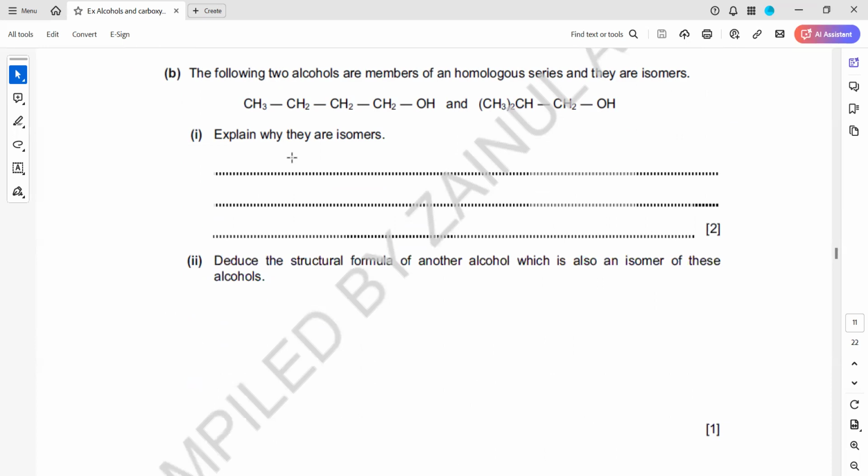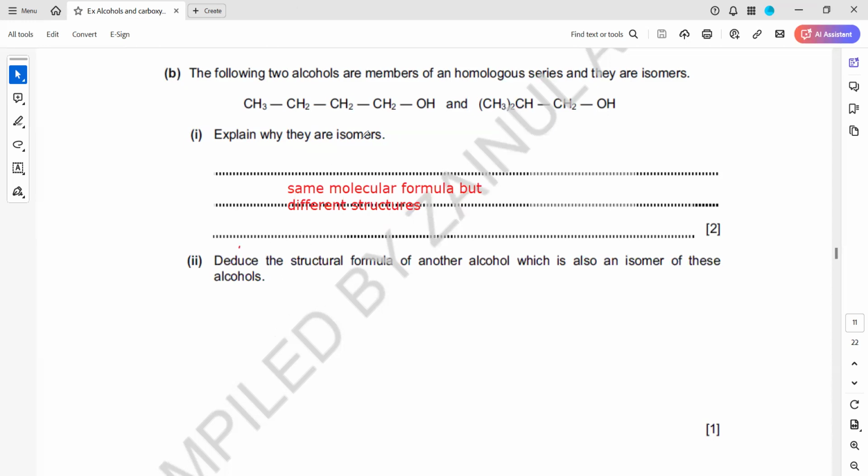The following two alcohols are members of a homologous series. Explain why they are isomers. So what is the definition of isomers? Because they have the same molecular formula, but different structures. That's why.